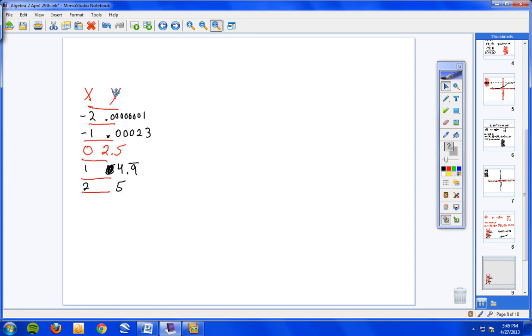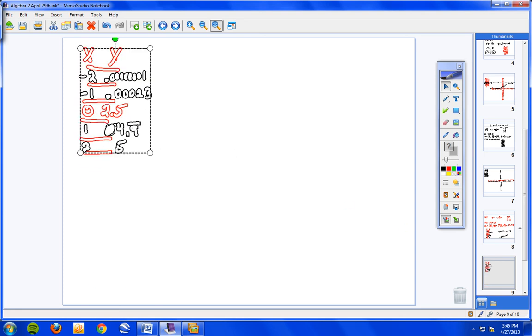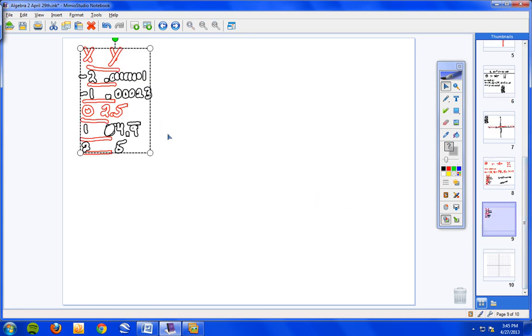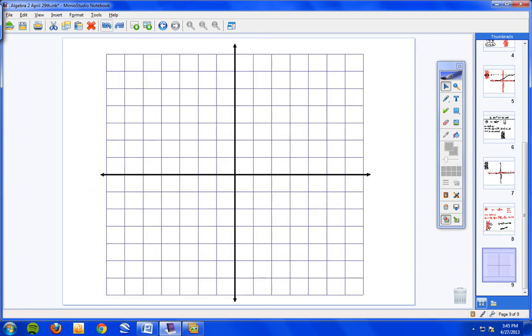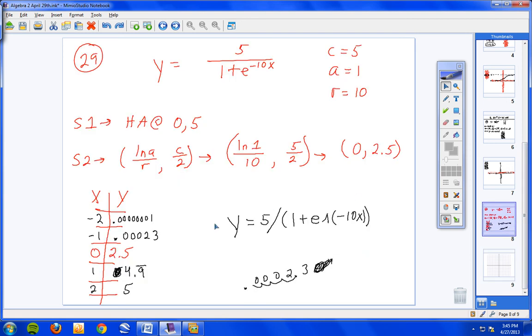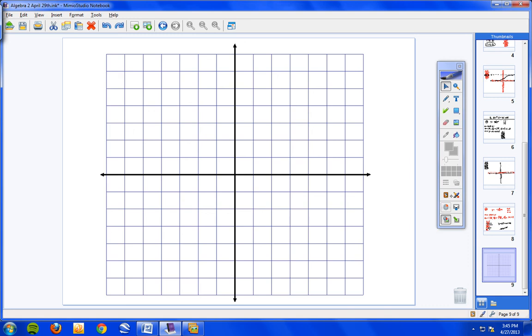Let's pull all of this up here, and we're going to start using this from now on. So here's my table of values. I'm going to go ahead and sketch the graph. The first thing I'm going to do is put my asymptotes on the graph, and my asymptotes were at 0 and 5, so I'm going to put one going across here. There we go. And then one horizontal asymptote at 5.